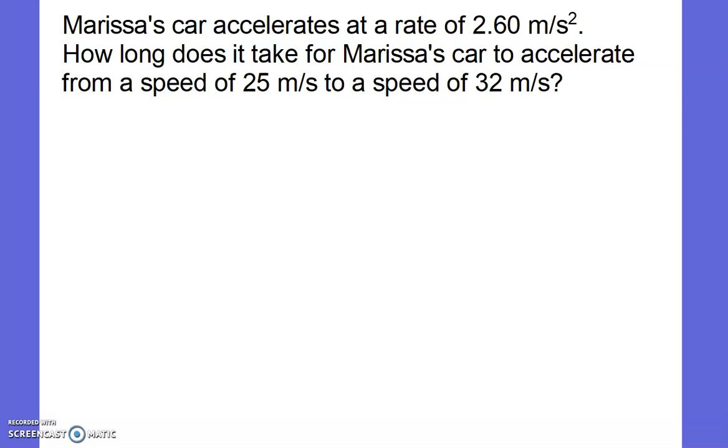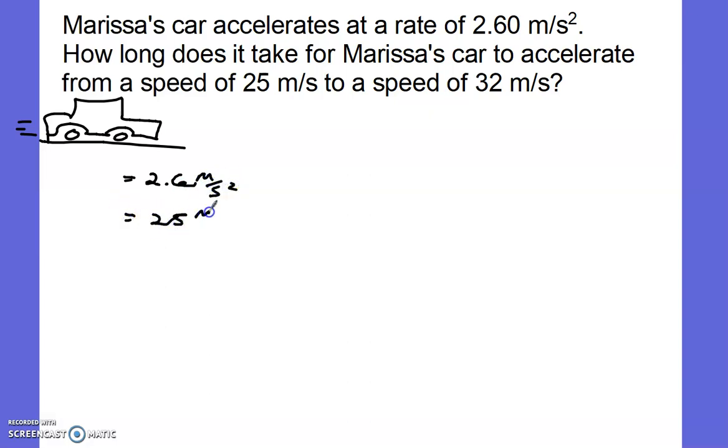As always, we start by drawing a picture of what is going on. We have Marissa in her car, and that's moving down the road. Then we write down what it is that we know. So we look for our numbers. We have 2.6 meters per second squared. We have 25 meters per second. And we have 32 meters per second.